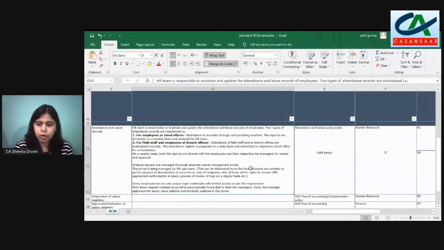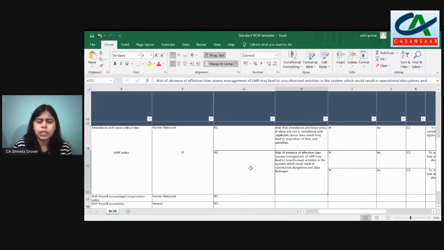We have discussed the process. The risk is: absence of effective user access management of LMP, that is the leave management portal, may lead to unauthorized activities in the system, which could result in operational disruptions and data leakages. With respect to LMP, I have mentioned that if proper user access management is not there in the company, what will happen? Suppose two people have admin access rights, they could create ghost IDs, and there could be chances of data leakages. So I have mentioned that risk.